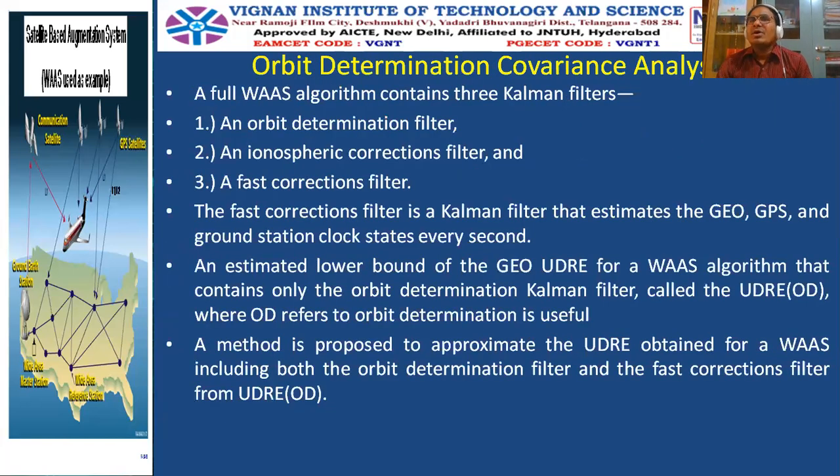Now, for the orbit determination purpose, a covariance analysis method is used in the algorithm. The detail of that is given as an appendix. I'll provide the PDF of that. Just to understand what the covariance analysis is, we'll discuss the minimal things here. It will use 3 types of Kalman filters. This is very frequently asked in the short answer questions. So what are the Kalman filters used by the WAAS algorithm?